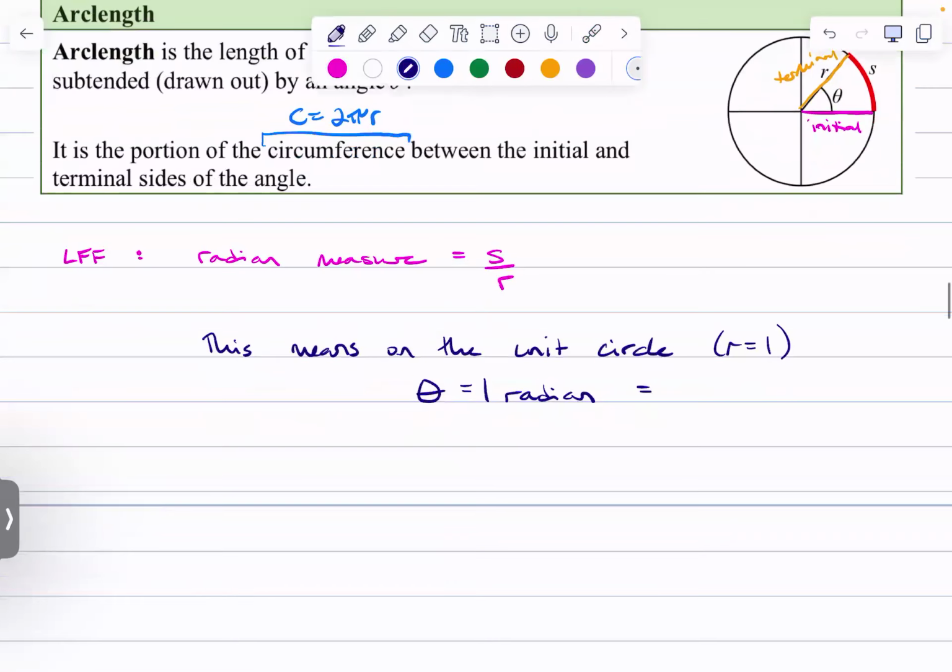1 radian is 1 over 1. So S is 1 and R is 1. It would be true as long as S and R are the same, then you have made 1 radian.